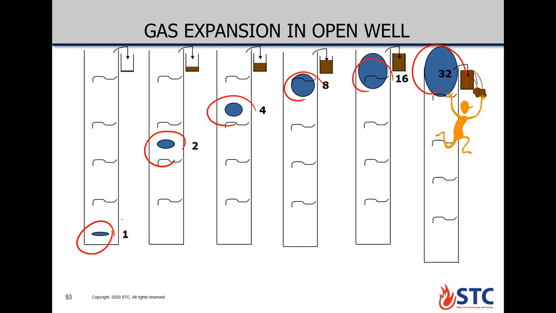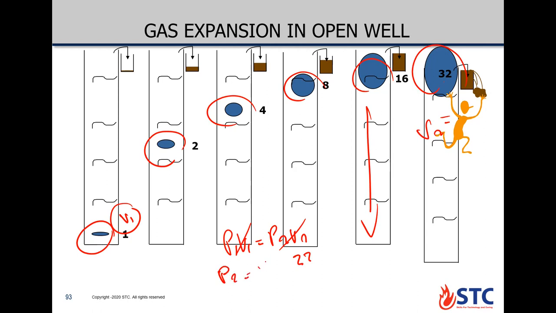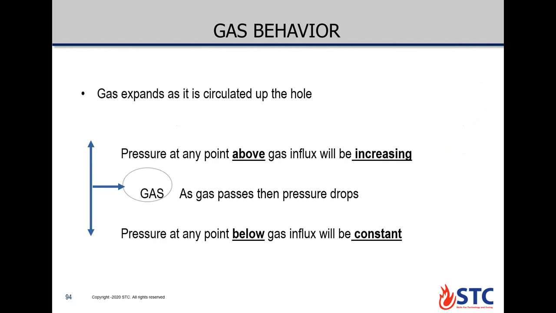So let's imagine the volume V1 is 1 barrel and V2 is 32 barrels. So now the volume has been doubled 32 times, so the pressure has decreased 32 times according to Boyle's law, P1 V1 equals P2 V2. So P1 V1 here is 32, so P2 equals P1 over 32. And what we see during circulating out the influx is to allow gas expansion, not gas migration, and not to break the formation.